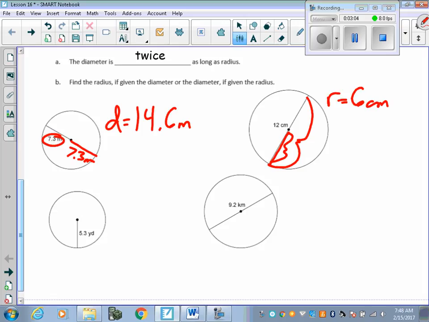Now, on your notes, I want you to go ahead and find the diameter of this circle and find the radius of this circle. So you can pause it now, look at what we did on the other ones, fill those in, and then hit play again when you're ready.